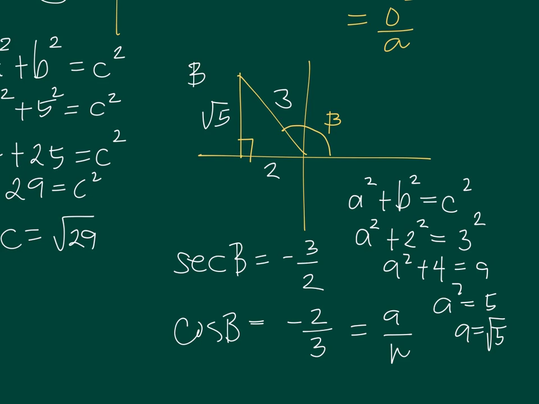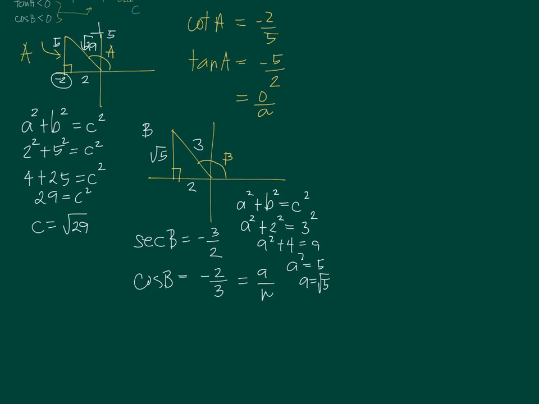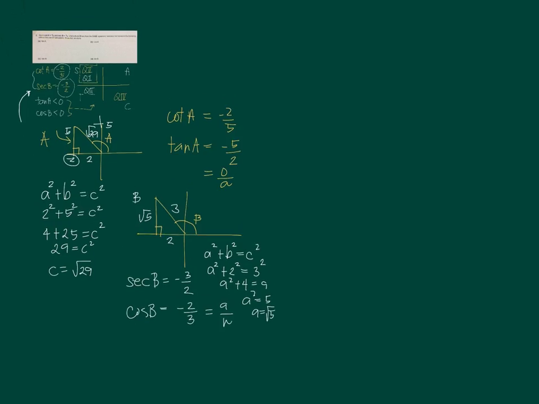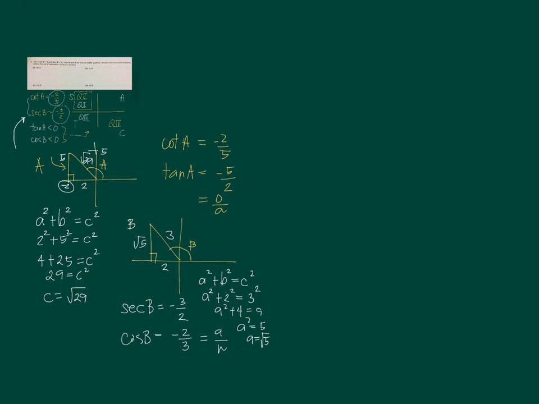Okay, the moment the triangles are complete with all the sides that we need, it will be easier for us to find the values that we're looking for. In letter A, we're looking for the tangent of A. This will not require the triangles anymore because cotangent is the reciprocal of tangent. So if cotangent is negative 2 over 5, then this must be negative 5 over 2.